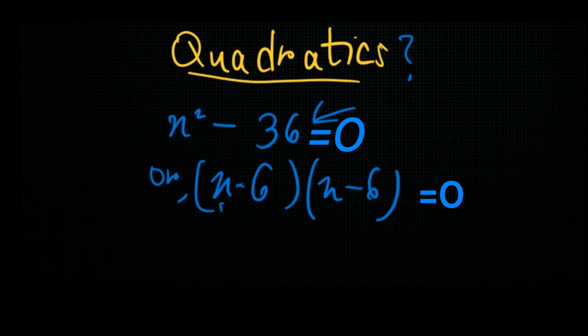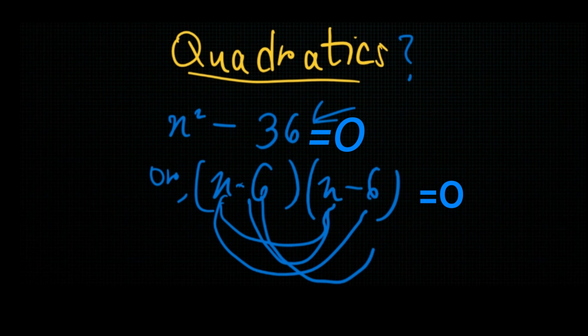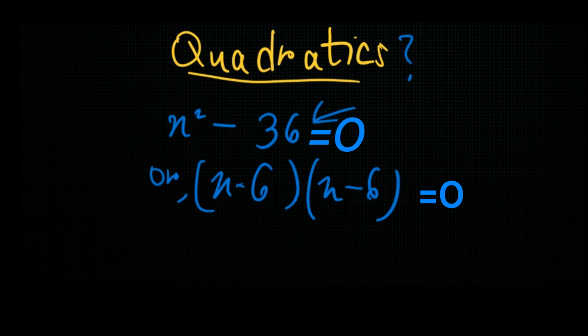Then by doing the FOIL method we can get the answer, which is x squared, x times minus 6 is minus 6x, minus 6 times x is again minus 6x, and combining them it will be minus 12x. That's already wrong. And minus 6 times minus 6 equals positive 36, because minus times minus equals plus. So this is also not applicable.